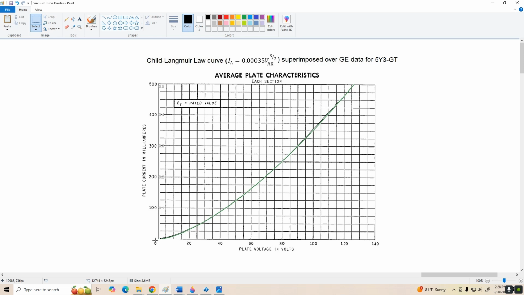So for now, that's all I've got for you. Next video, we're going to take a look at power supplies that use vacuum tube diodes, and we'll compare them with traditional linear power supplies using PN junction diodes.